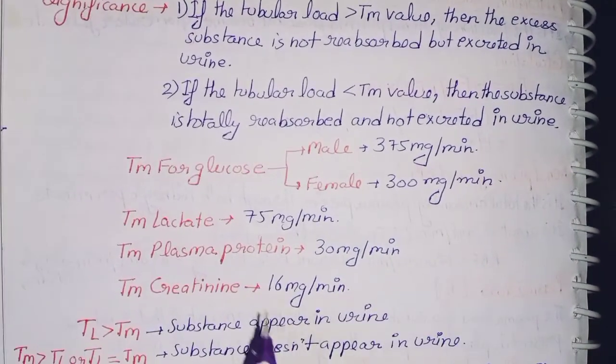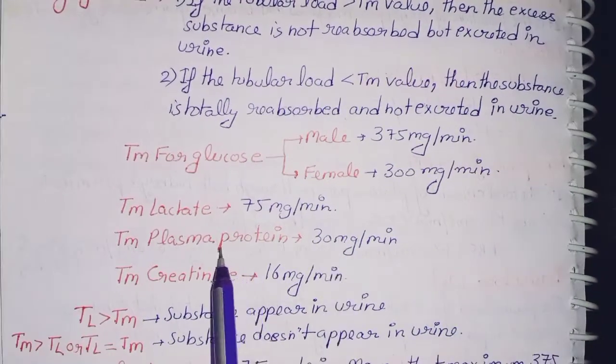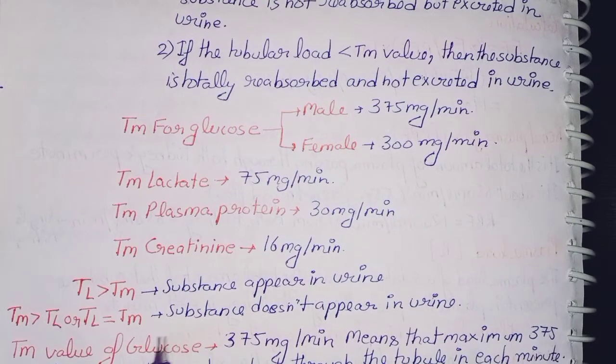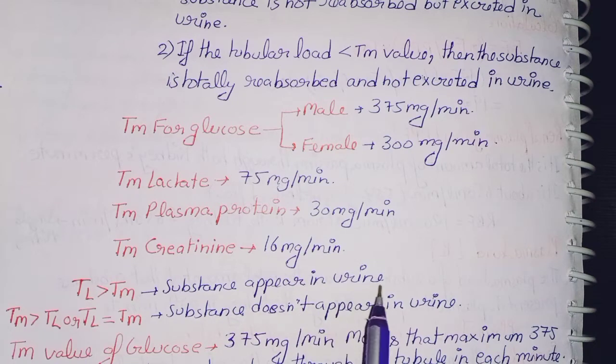Transport maximum of lactate will be 75 mg per minute, plasma protein will be 30 mg per minute, and creatinine will be 16 mg per minute. So when tubular load increases and tubular transport maximum is less, then the substance will appear in the urine. If the tubular load and the transport maximum are the same, or the transport maximum is more, then the substance will not appear in the urine.